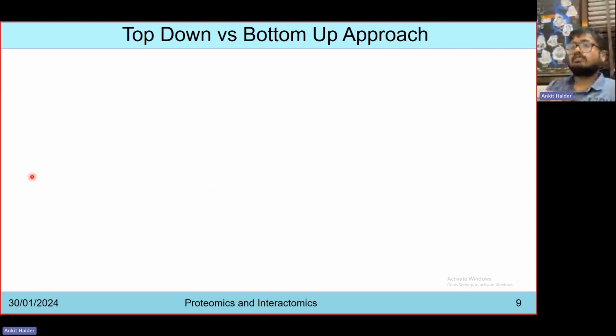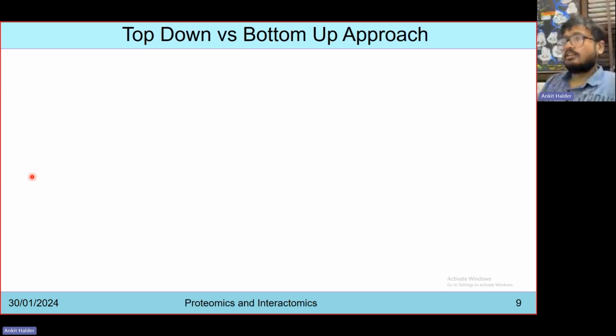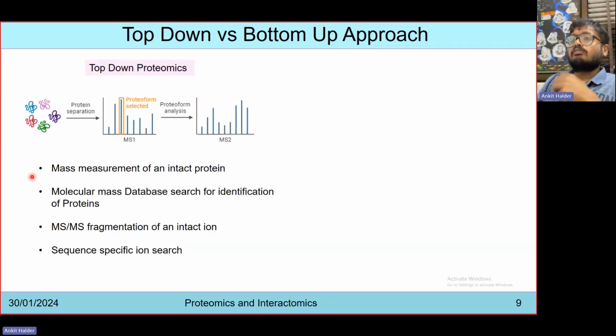So what is that? There are two major approaches in the field of proteomics. One is the top-down approach, another is the bottom-up approach. The most popular and generally used one is the bottom-up approach. What we talked about just now, the peptides, comes under the bottom-up approach. So before going to that, what are the two methods and how are they different?